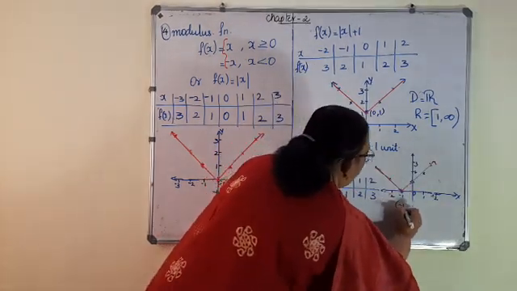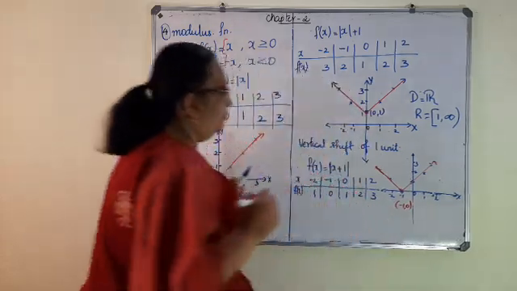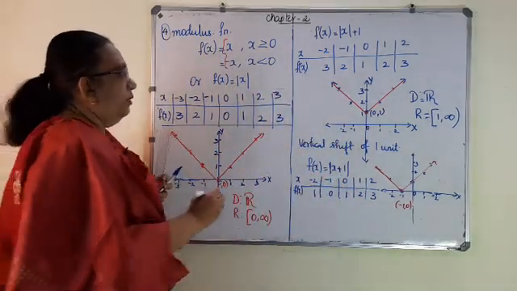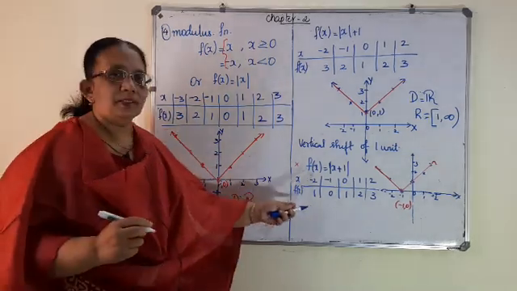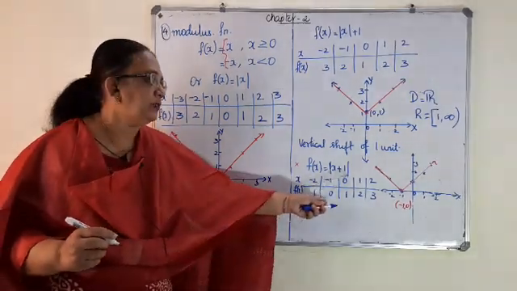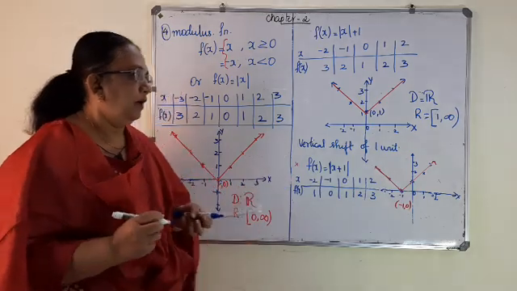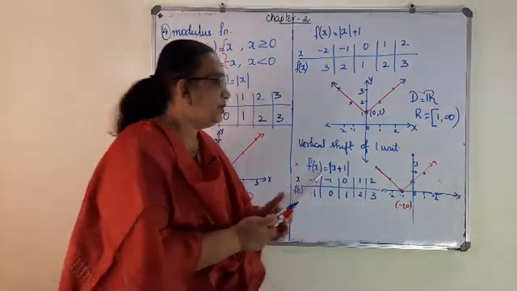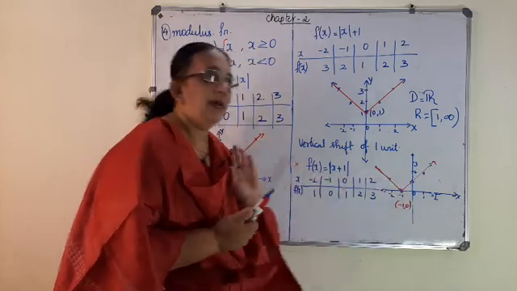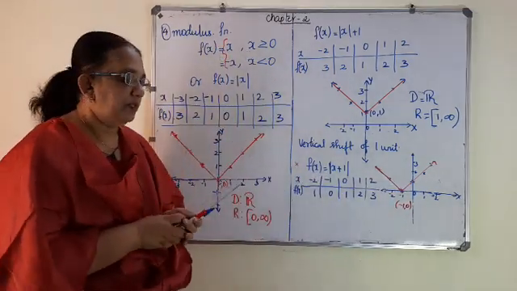This point is minus 1 comma 0. Now this is the third case I am discussing. So f of x is equal to modulus of x plus 1. What about the graph? When you add plus 1 inside, it got shifted 1 unit to the left side.